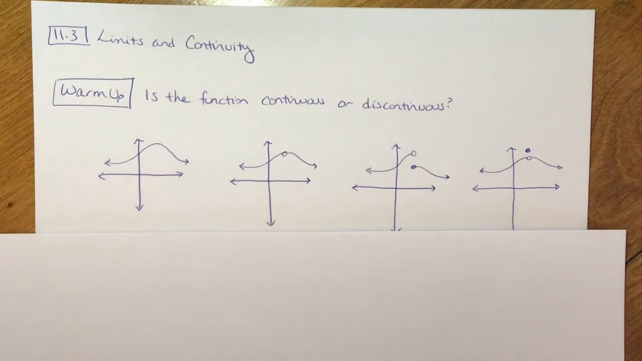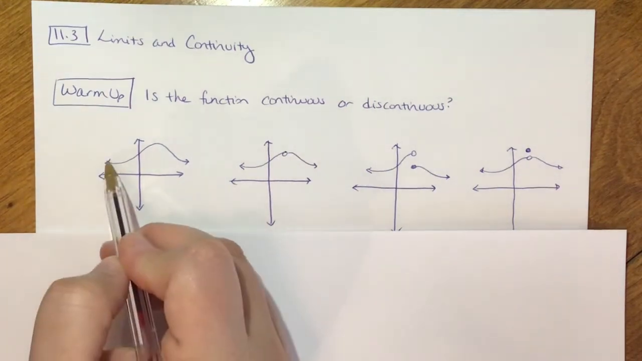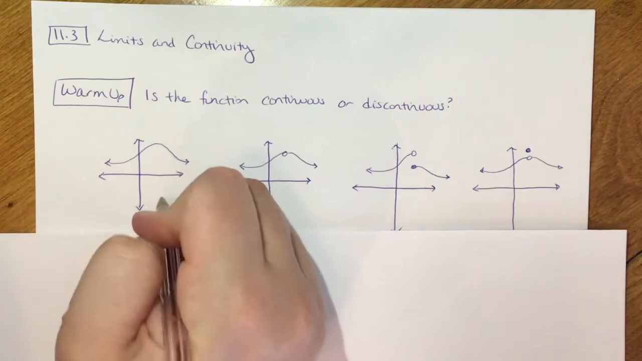So take a minute here and decide for these 4 graphs in your warm-up which of them are continuous and which of them are discontinuous. So we've talked a little bit about continuity over the last couple sections. We didn't really get into it deeply, but we mentioned the idea that if a function is continuous, we should be able to draw all the way through without picking up our pencil, right? So this function, continuous.